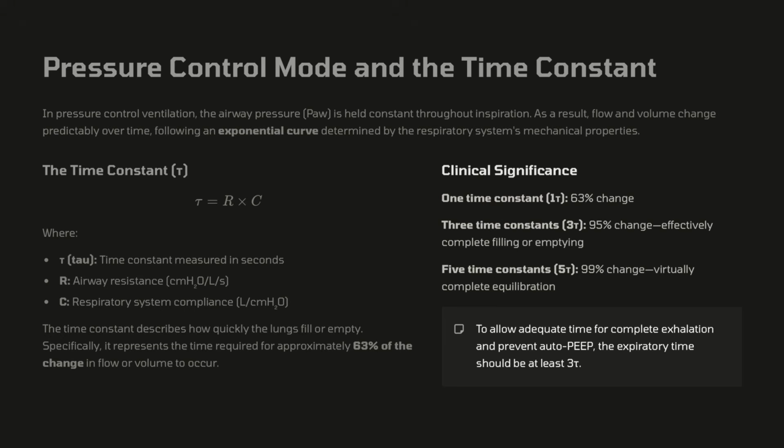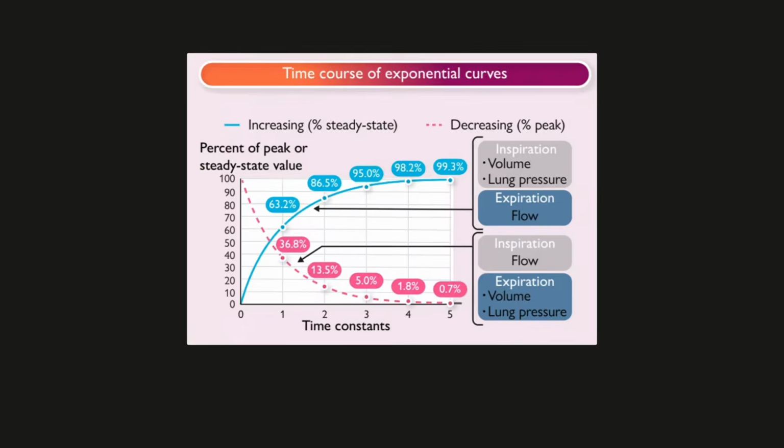complete equilibrium. So to allow adequate time for complete exhalation and to prevent autoPEEP, the expiratory time should be at least 3 times the tau. So this is a very important concept. You have to understand this. To prevent autoPEEP, you have to keep your expiratory time 3 times the tau, which you can find out by the 63% of the change.